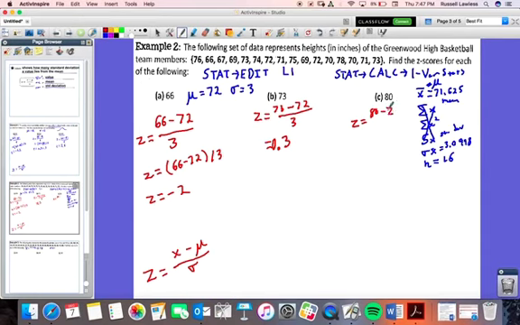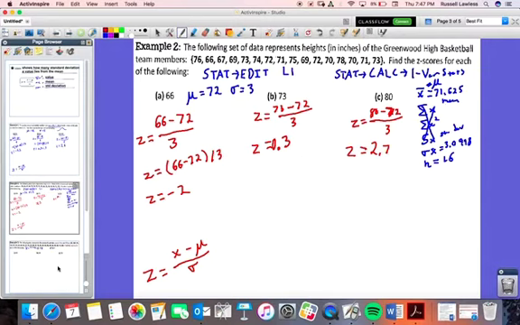And when we subtract that from 72 and divide that by 3, we're going to get 80 minus 72 divided by 3. You'll get a 2.6 repeating. You just round that up to 2.7, which means that we are 2.7 standard deviations away.